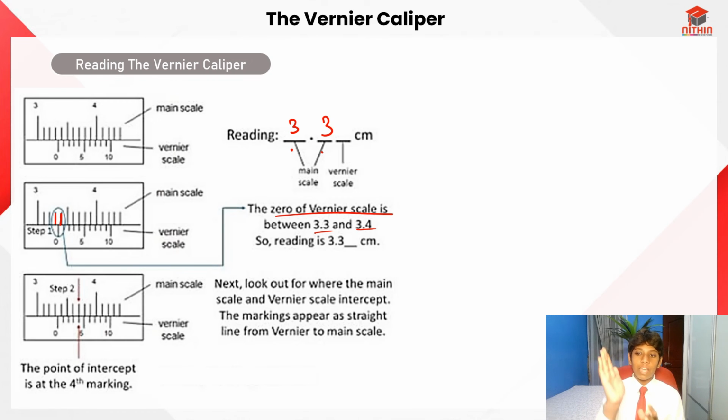If the line is exactly on 3.3, we start as 3.3, and then the next decimal place we need to find out. But if it's on 3.4, we start the reading as 3.4, but it's in between in this case. So where do we start, 3.3 or 3.4? We start from 3.3, because it is not touching the 3.4 line. So that's why we need to start at 3.3.